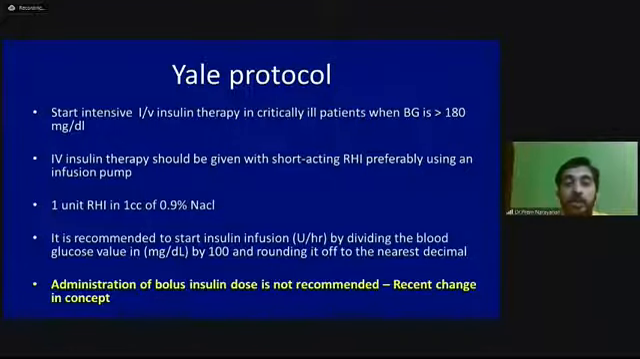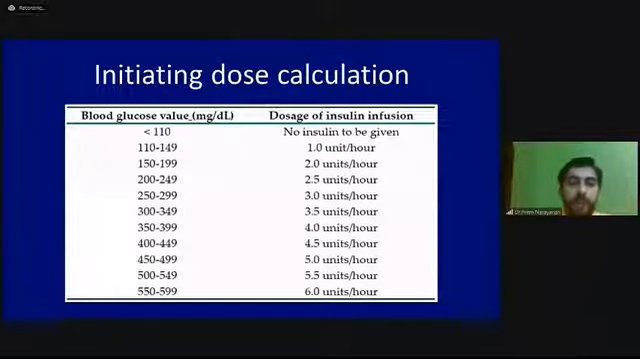The Yale protocol had suggested giving a bolus dose. For example, if the blood glucose is 350 and you divide it by 100, it's 3.5. The Yale protocol suggested giving a bolus dose of 3.5 units, followed by infusion. But the recent concept is that bolus insulin is not recommended. So you can see here, again, with the various values of the blood sugar, you divide by 100, round it off to the nearest whole number, and start with that dosage as the infusion.